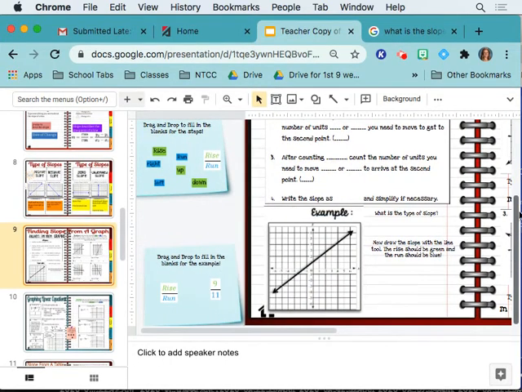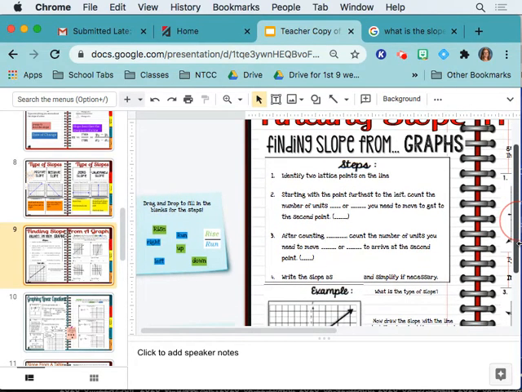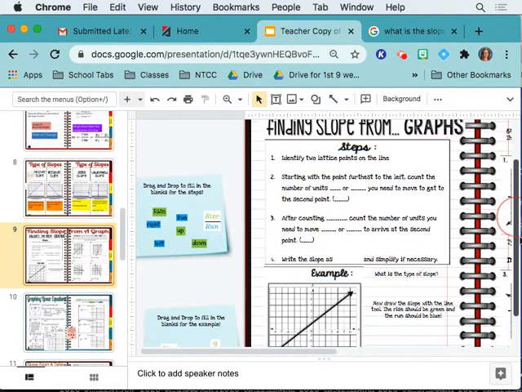Okay, so let's look at our next slide. Finding slope from a graph. Y'all said y'all are pretty good on this. So it says identify two lattice points on a line. What do y'all think a lattice point is? Kind of like a point, where it crosses perfectly. It's not a decimal or anything like that.